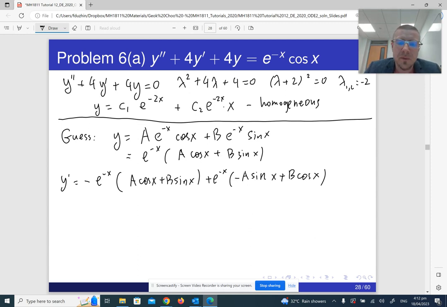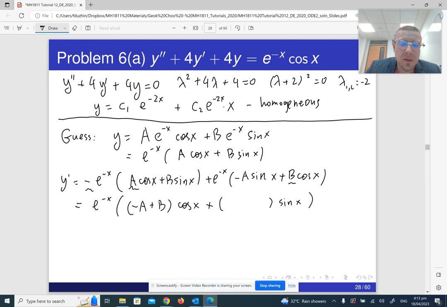It's probably more convenient to group together similar terms, so we can still keep e to the minus x outside, times that there's going to be a term with cosine x. So what's the coefficient at cosine x? We have negative a here, and we have b here, so minus a plus b cos x, plus, what's the coefficient at sine x? At sine x we have minus b here and minus a here. Okay, so this is y prime, so now we've got to do y double prime, the second derivative.